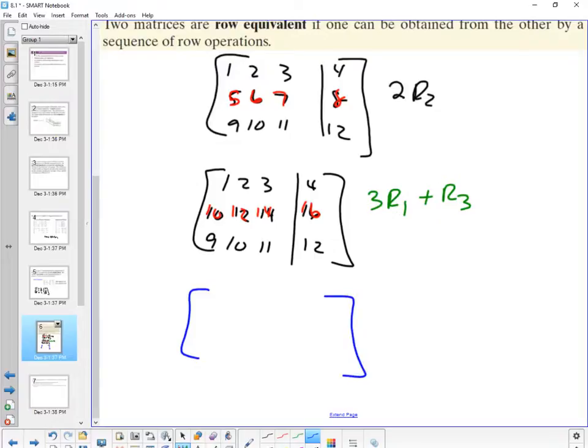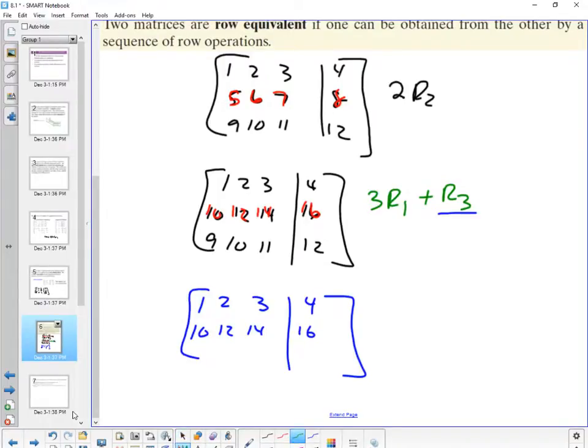So here's my matrix. Is row 1 changing? No. What's changing is row 3. So I'm going to leave 1, 2, 3 by itself. Is row 2 changing? No, it stays by itself: 12, 14, 16. Row 3 is changing. So here's what I'm going to do. I'm going to take the values from row 1, multiply them by 3, and then add them to the third row. So that means that the new values, let me use another color here.